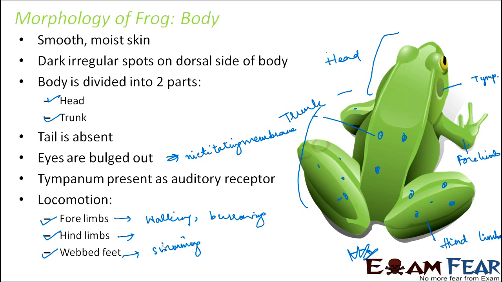So you see, due to the presence of different types of locomotory organs, they are able to stay in water as well as on land, because when in water they need to swim. Again, when on land they need to walk or jump or hop. So since they have different types of locomotory organs, they are very much comfortable in moving, whether they are in land or in water.